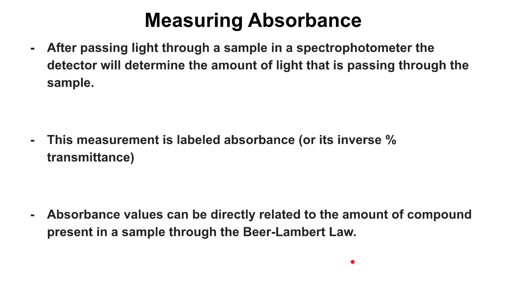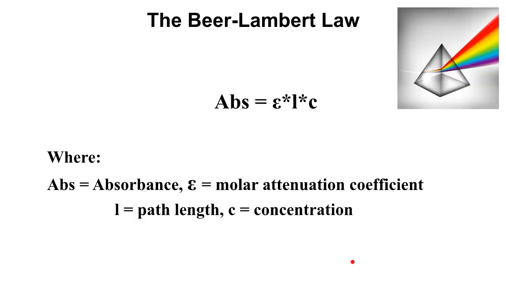And that is done through using the Beer-Lambert law. Sometimes it's just known as short as Beer's law. So the Beer-Lambert law is what we have outlined right here. It's absorbance equals, and you can see it's epsilon times L times C. So what do all of these mean? Well, the ABS is the absorbance. The epsilon is the molar attenuation coefficient. It's sometimes called the extinction coefficient.